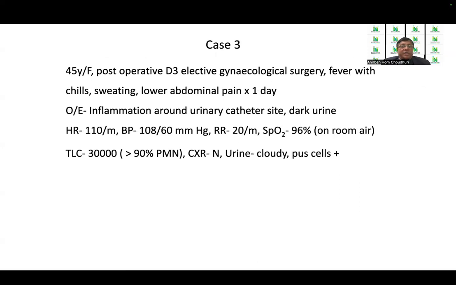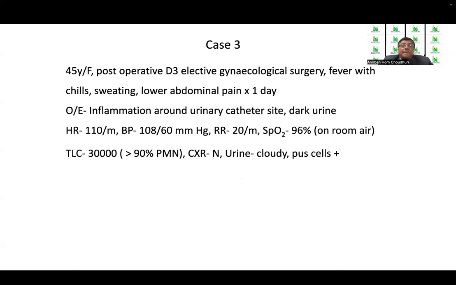Let us go to this third case. A 45-year-old female, post-operative day 3 after elective gynecological surgery, comes with fever, chills, sweating, and lower abdominal pain for 1 day. On examination, there is inflammation around the urinary catheter site. Urine is dark. The patient has a heart rate of 110 per minute. Blood pressure is normal. Respiratory rate is normal. Saturation is nearly normal. The TLC count is very high. The chest X-ray is normal.